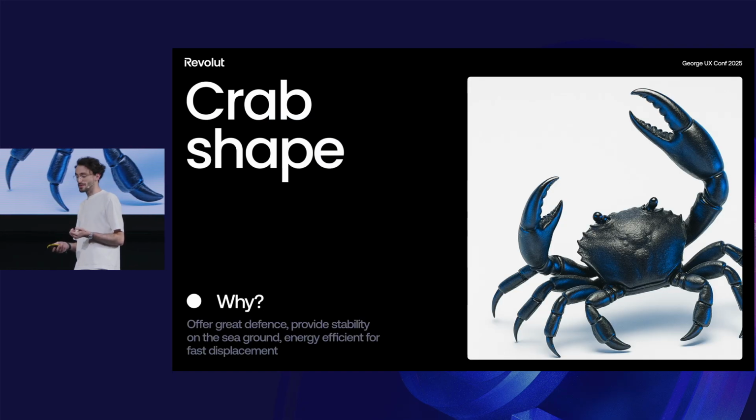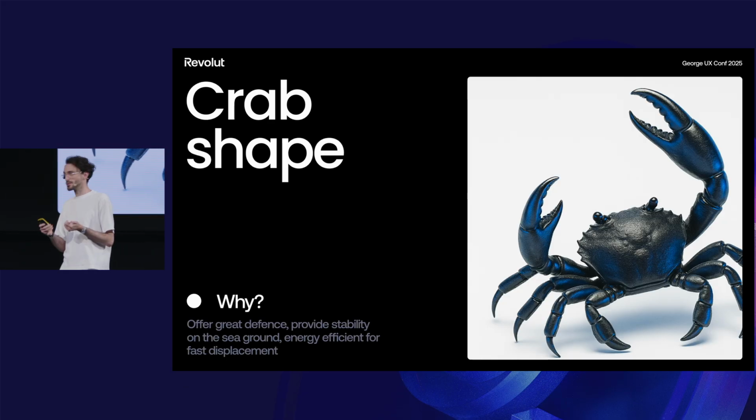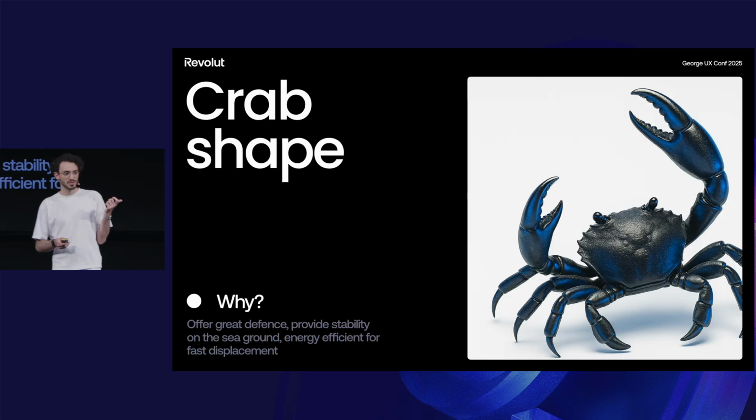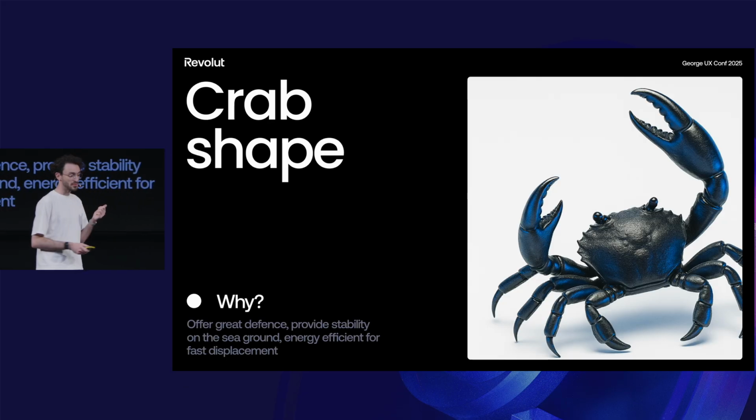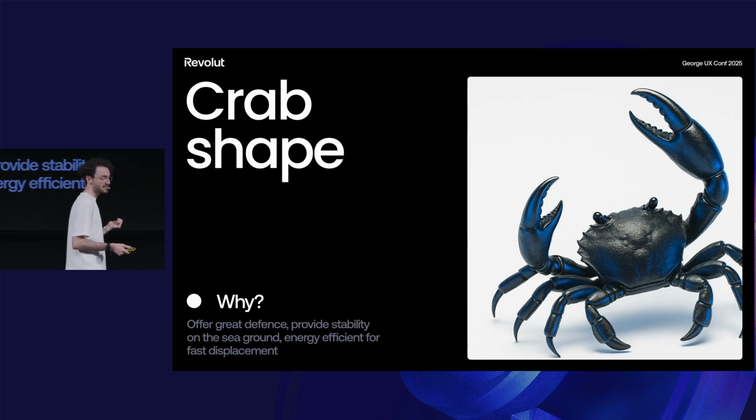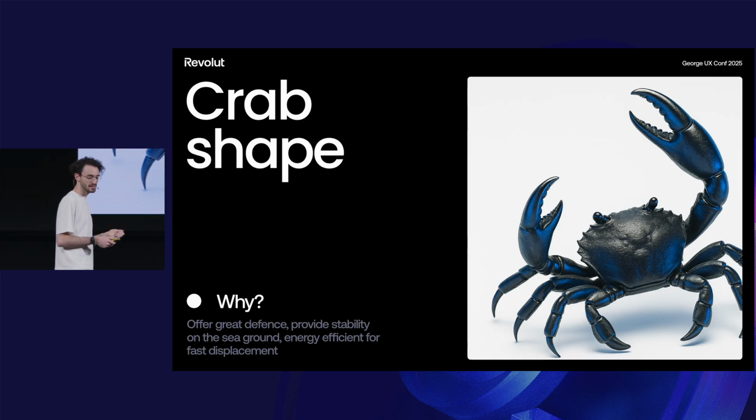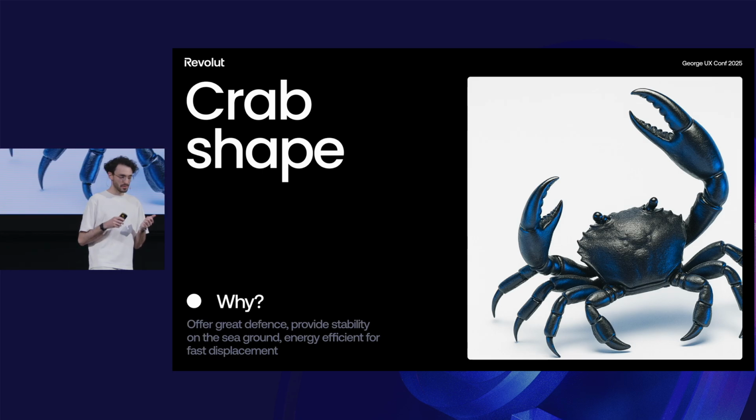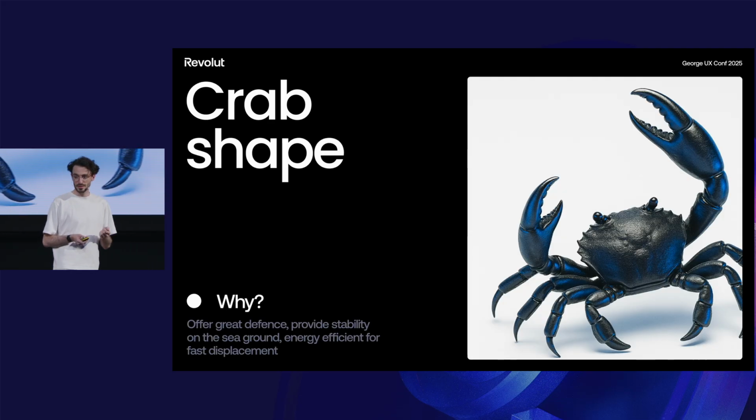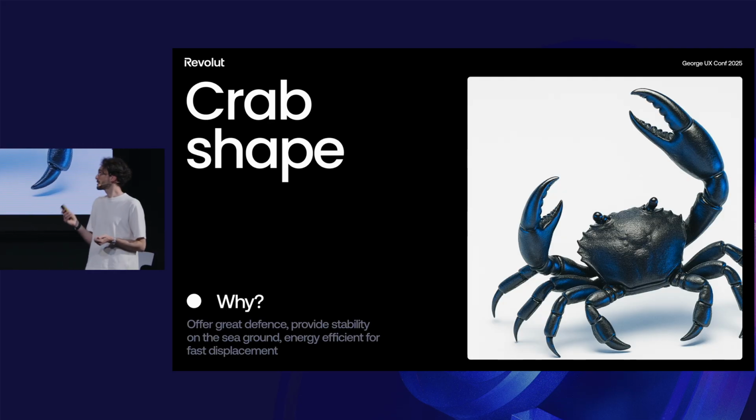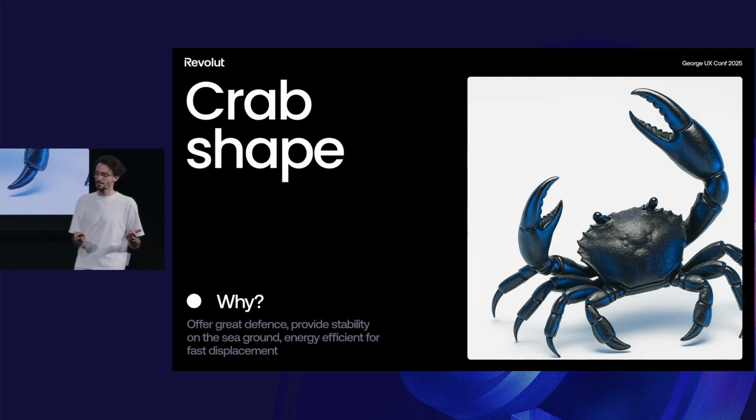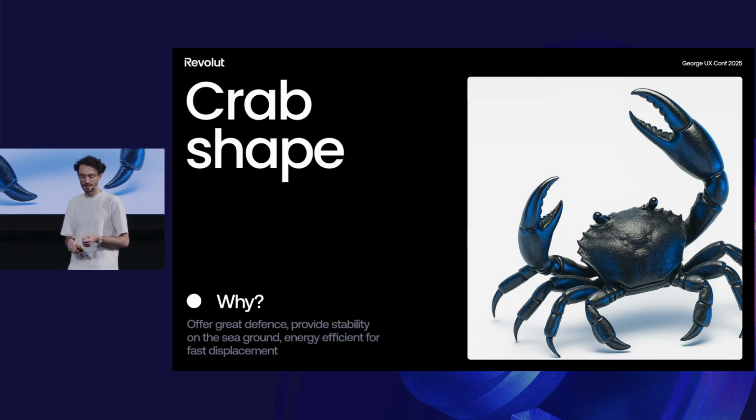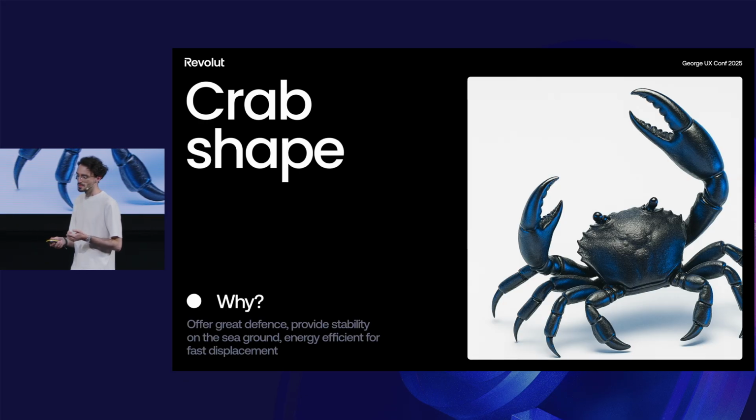And there is an interesting question behind it. Why do things go to crab shape? Because there are multiple benefits behind that. It offers great defense, it provides stability on the sea ground, and it is also extremely energy efficient when it comes to displacement. The crab shape is actually one of the base shapes that this kind of creature found. And this is some sort of convergence within evolution.